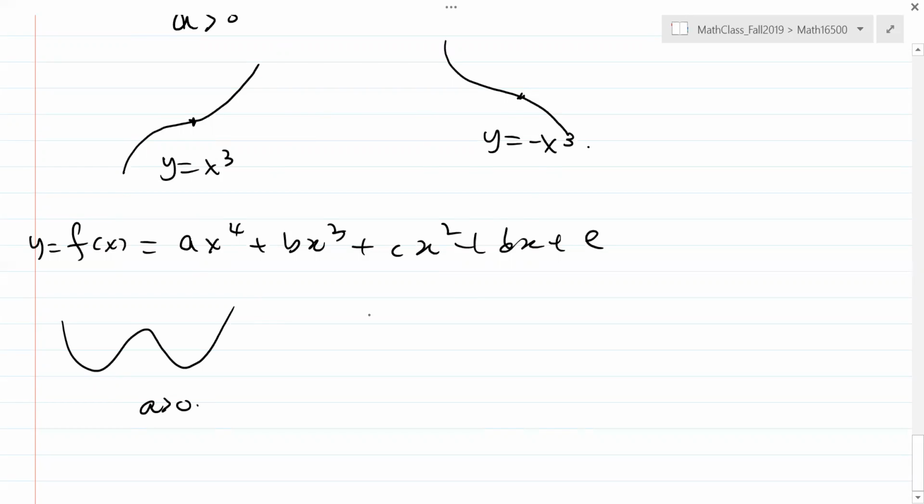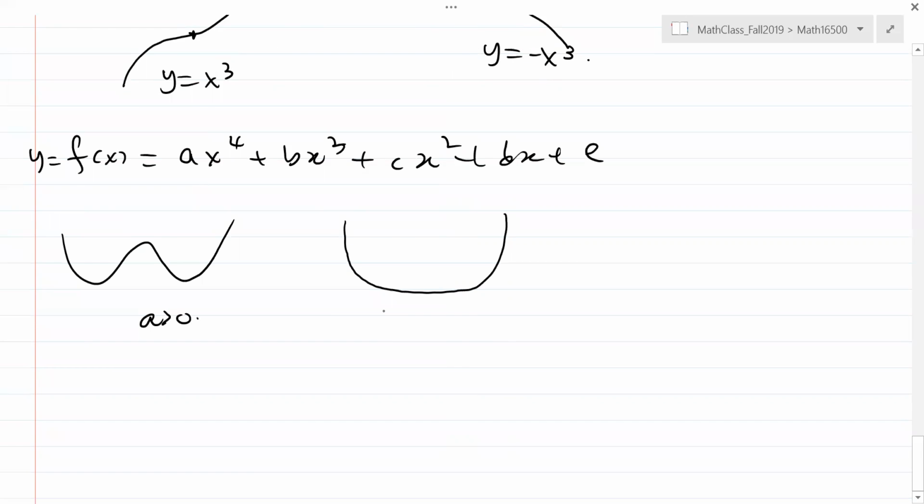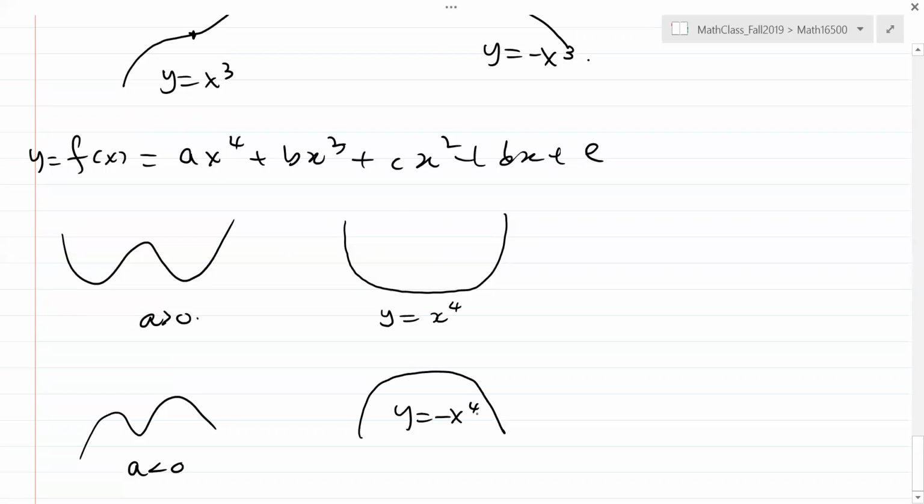Of course, it is possible to look like that. This is also special. In this special case, y equals x to the fourth, right? And this one is the case when a is negative, but it could also look like that. y equals negative x to the fourth power.